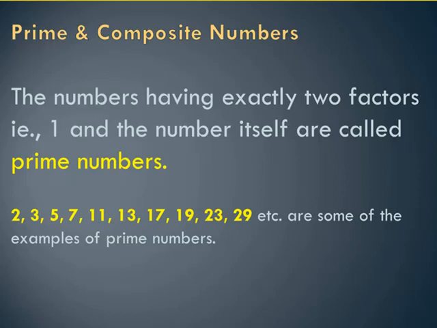Here you can see in this list, other than 2, all other numbers are odd numbers. Therefore, you can tell that 2 is the only even prime number.